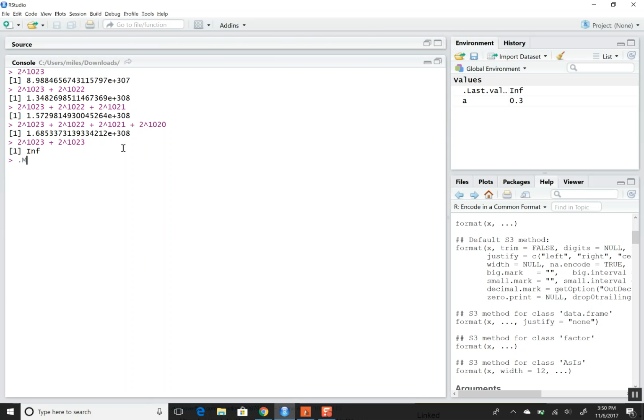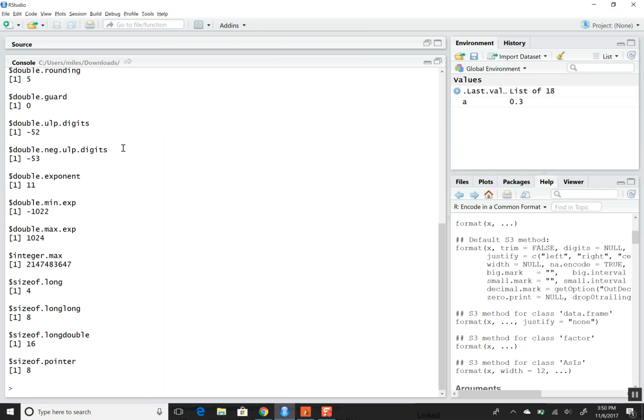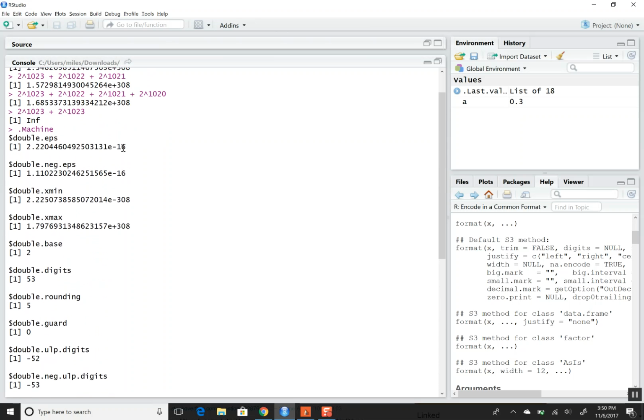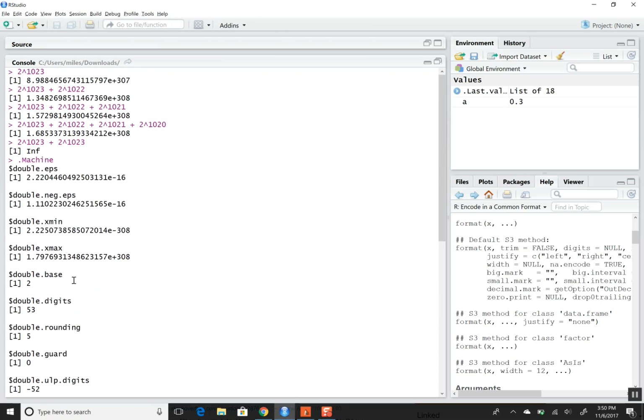You can type into your computer dot machine, okay? When you type in dot machine, it shows you the biggest numbers we can get. So the biggest number I can have is double X max. This is the biggest number I can have before it's infinity. This is basically about 1.8 times 10 to the 308. Okay, a little bit smaller than that. And again, we only have about 16 decimal places of precision.